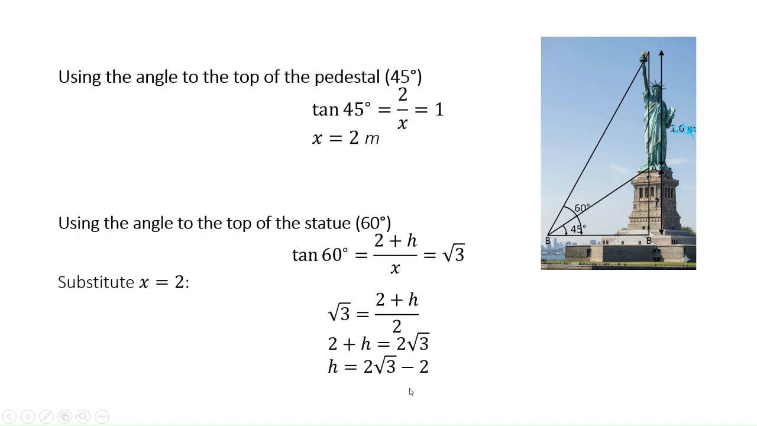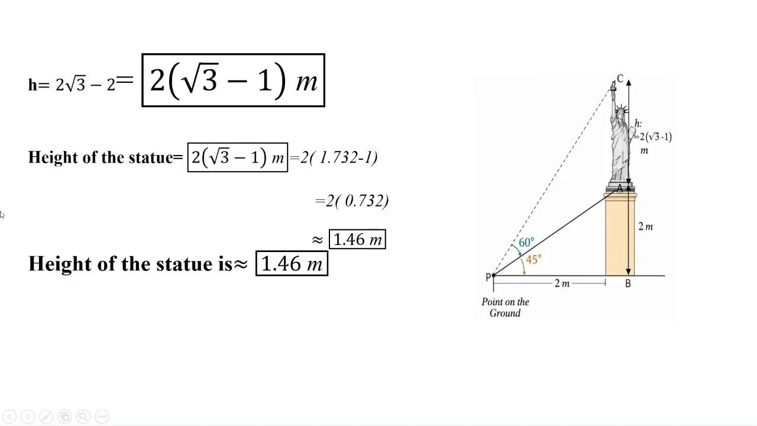We have to do the simplification here. h is equal to 2 into root 3 minus 2. As 2 is common, we take it out: 2 into root 3 minus 1. So the height of the statue becomes 2 into root 3 minus 1 meters. We can simplify it. Although the root 3 value is not given, we must know it. Sometimes in the given problem, they mention this value also.